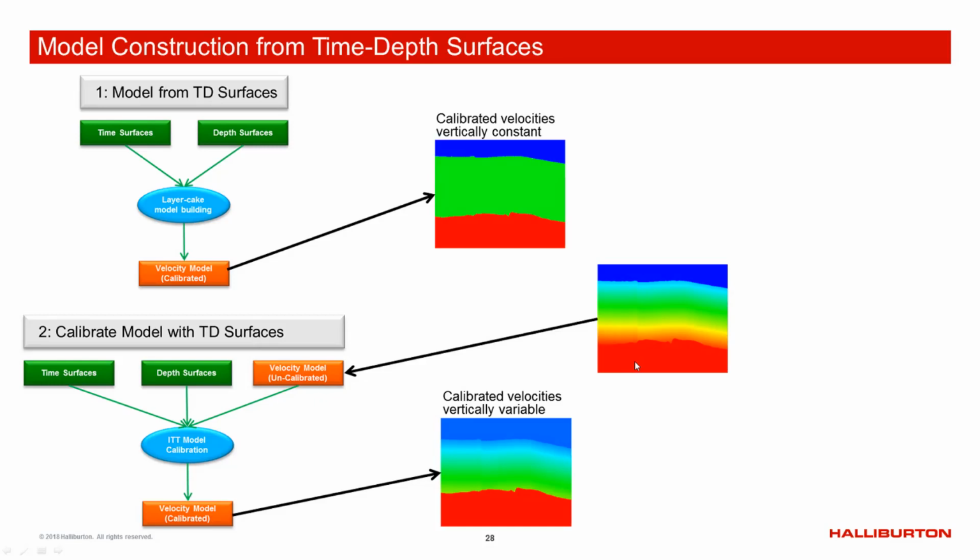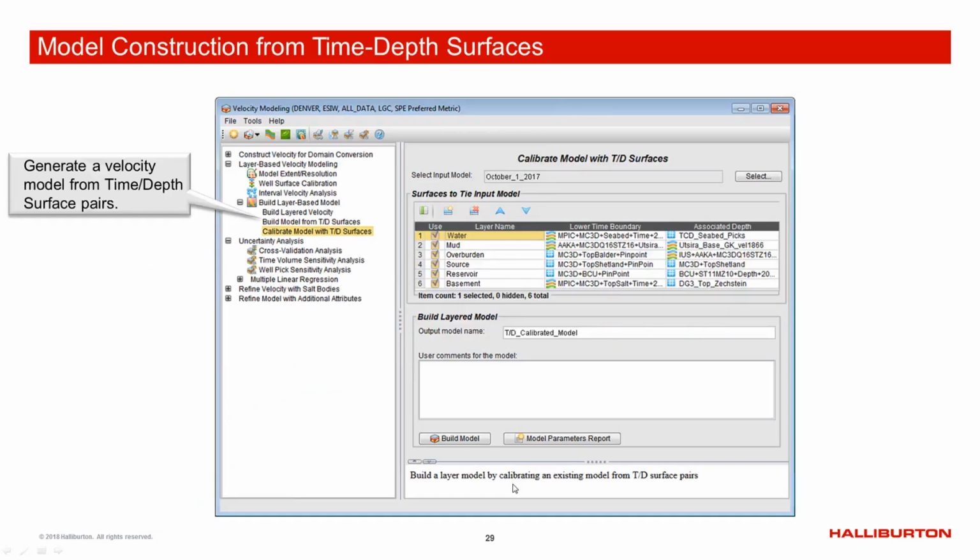It's similar to, if you're familiar with the well tie workflow, where you can stretch and compress a sonic log to tie a check shot or to tie your well picks. So the same type of algorithm that stretches and compresses sonic logs, we use to stretch and compress an input velocity model to get it to exactly tie the depth surfaces. So we treat depth surfaces as well picks in this workflow.